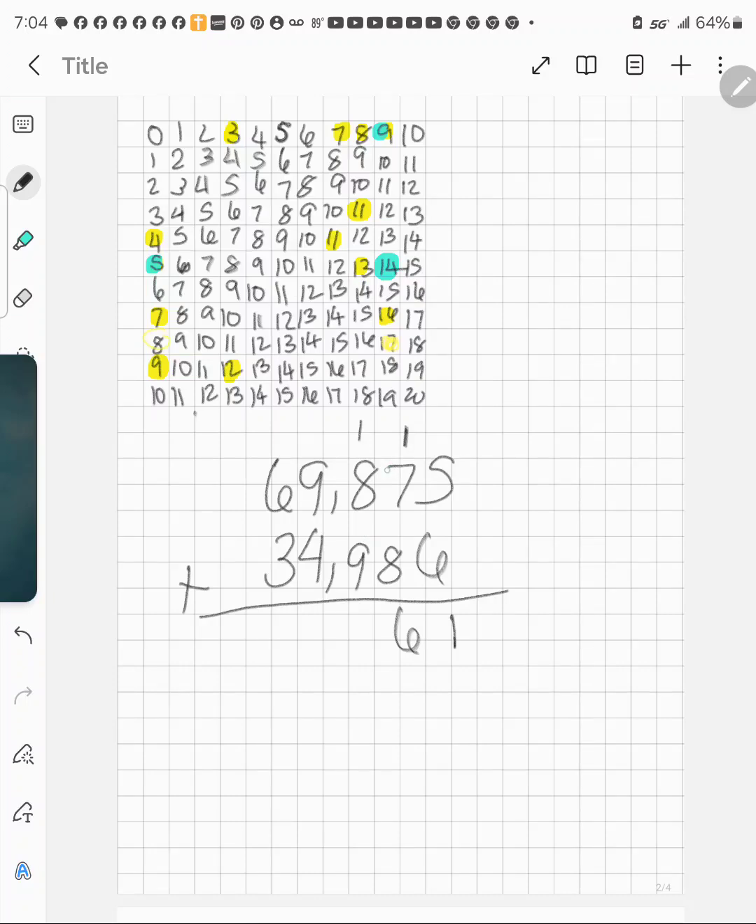8 plus 9. It's going to be 8 plus 9, right? 17 plus 1 is 18. Carry the 1. 9 plus 4. Go to 9, find 4. See where they meet. They meet at 13. Plus 1 makes 14. And I carry that 1. And then I go to 6 plus 3, which is 9, plus 1 is 10. So the answer is 104,861.